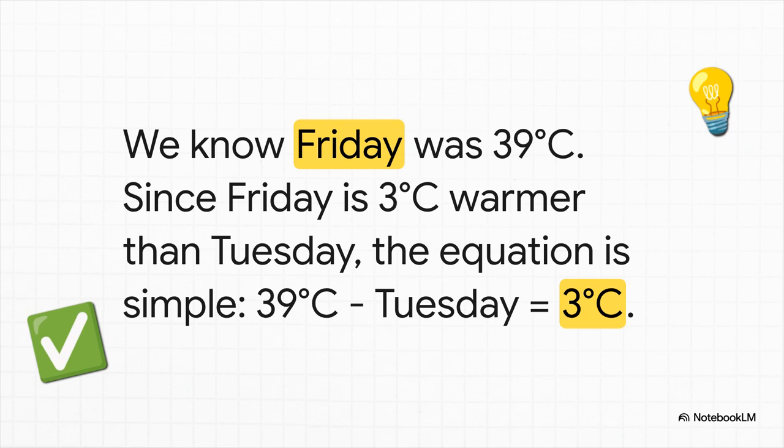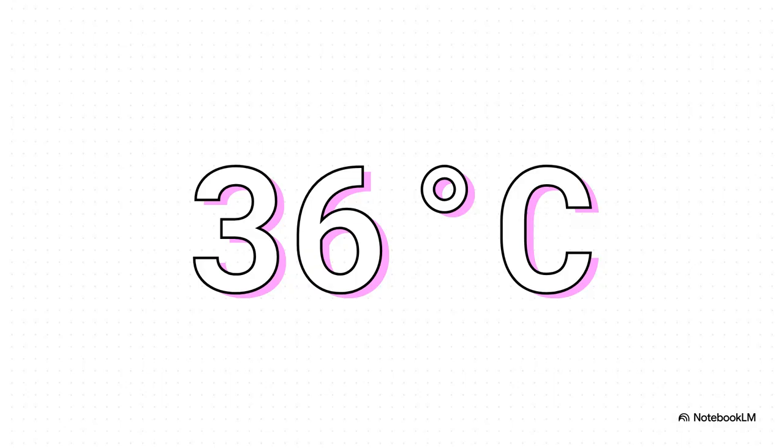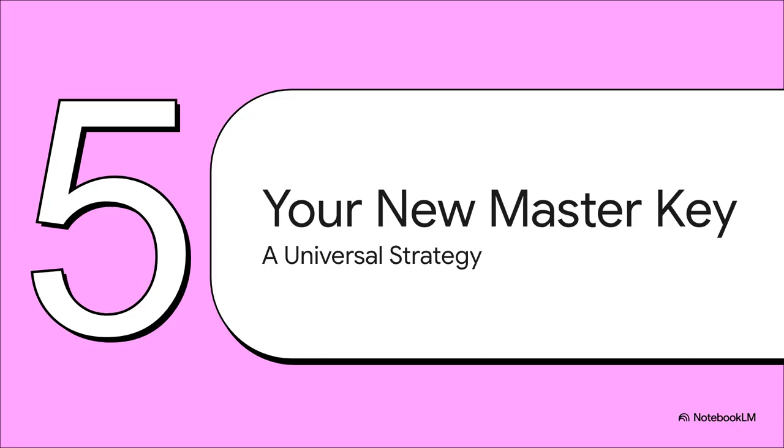The problem helpfully tells us that Friday was 39 degrees. So the math is super simple now. 39 degrees minus whatever Tuesday's temperature was equals that 3-degree difference. And that means Tuesday had to be 36 degrees Celsius. And there you have it. We just took down the trickiest problem yet, and once again, who was the hero that made it all make sense? The total sum.